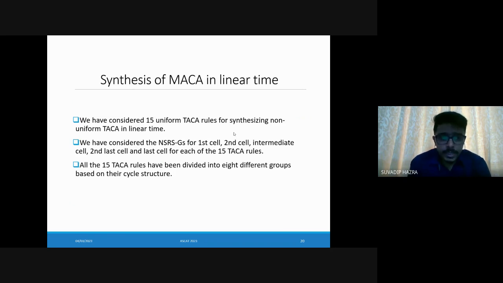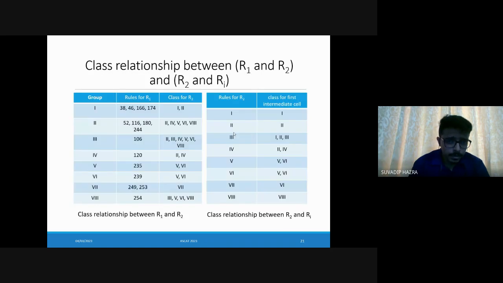For synthesizing the MSA in linear time, we have only considered 15 TSA rules. We have observed the NSRTD for all 15 TSA rules, and we observe that all 15 TSA rules can be divided into 8 different groups based on the cycle structure. So in group 1, rules 38, 46, 166, and 174 will be present. Similarly, 8 groups will be created based on their cycle structure.